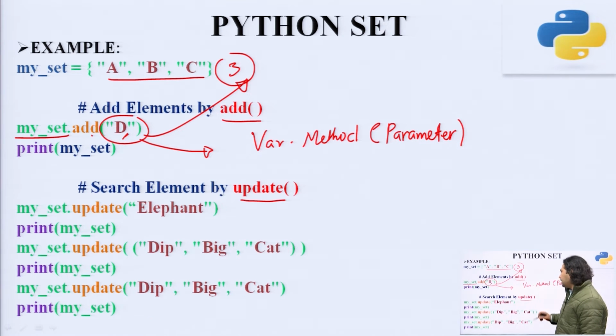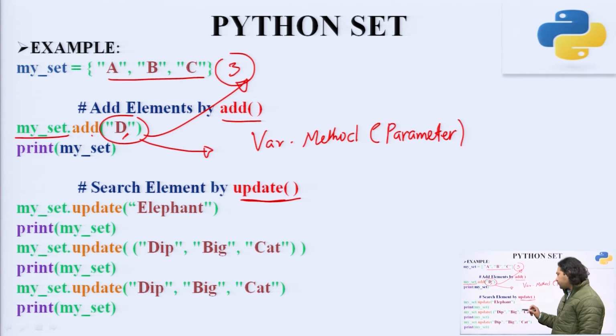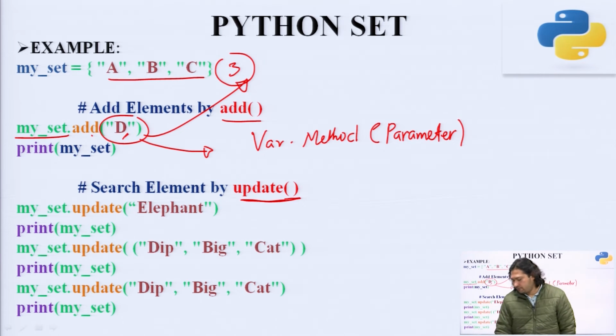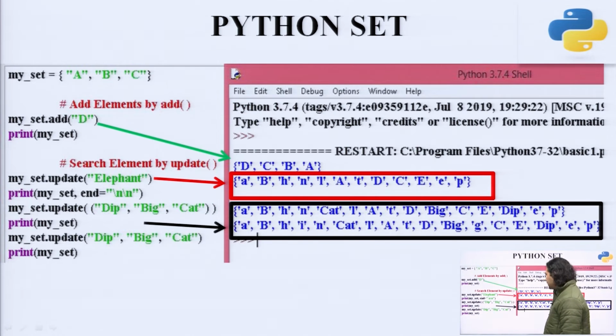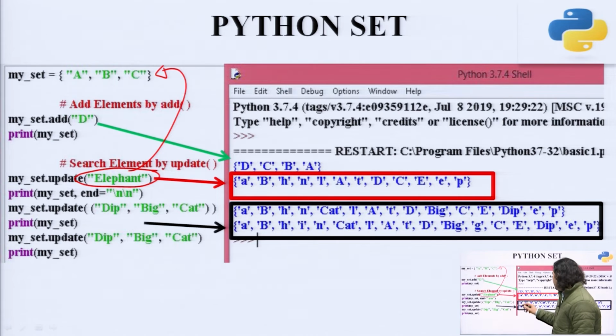So, this is how we are going to use a method, and with this help you can add this D element to this set. The next thing is the update method, which is a little bit tricky. Why is it tricky? Before I disclose the principle behind how update works, let us check the output first. Here we are trying to update with elephant, that means we are trying to add elephant to the given set, but instead of elephant what we get here is A, B, H, N, T, A, T, D, C, E, E, P, but we tried to add the elephant.